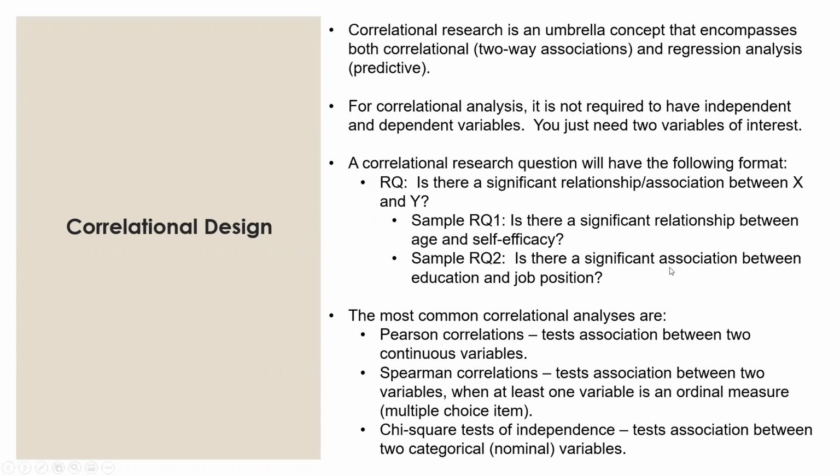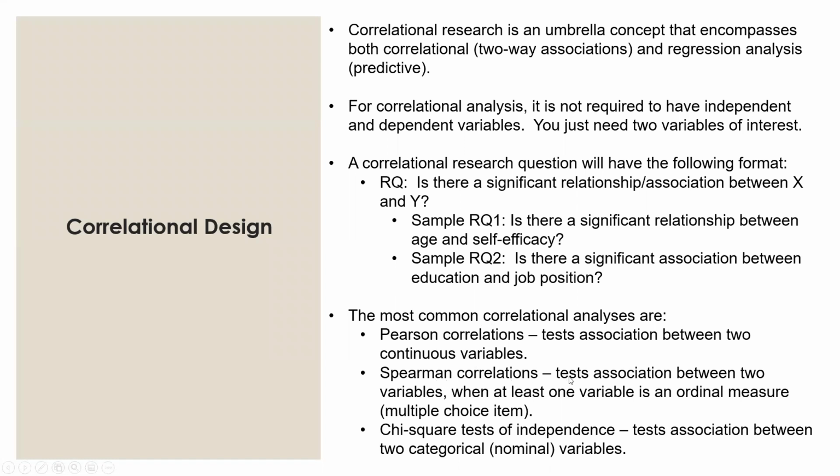Likewise with, is there a significant association between education and job position? So down here, we have the most common correlational analyses that are used for such a research question. We have Pearson correlations, which are used between two continuous variables. So something like research question one here. If age is a continuous variable, meaning you have a fill in blank response on your survey, a specific age, then this is a continuous variable. And if self-efficacy is measured through a survey of Likert scale questions, and you take an average of those items to measure self-efficacy, that would also be a continuous variable.